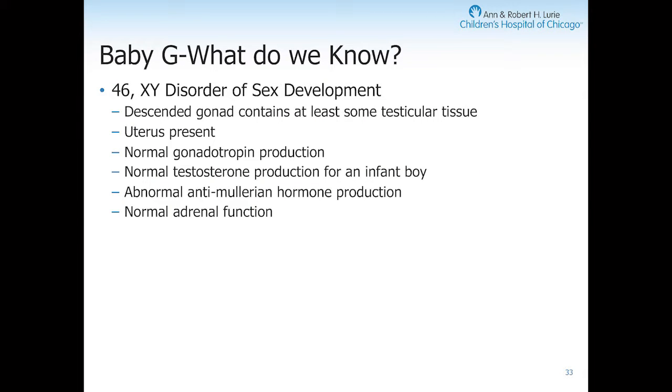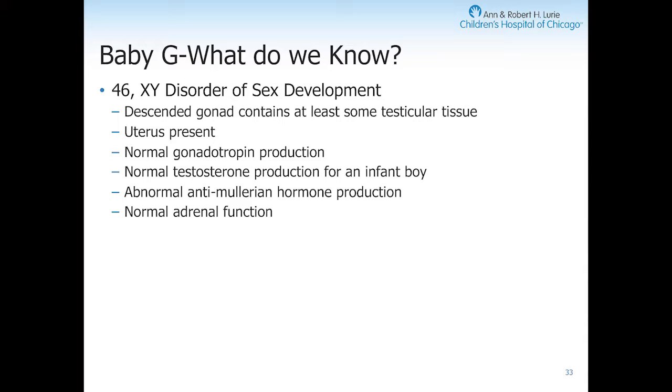So what do we know about this baby? We know that this baby has what we call a 46XY DSD. So it goes into that middle column that I showed you earlier. We know that the baby has a descended gonad on the right side. And when a gonad descends, we know that it's at least partly testicular because there are certain hormones in the testicle that are present in a gonad that descends. But you could still have an ovotestis that could come down like that. So we don't know for sure, or it may not be completely normal testicular tissue, but we know it's at least partially testicular tissue. We know that there's a uterus present.